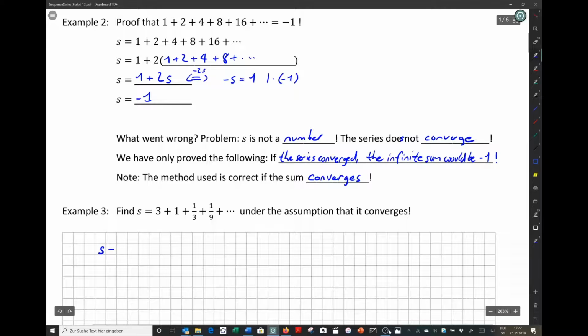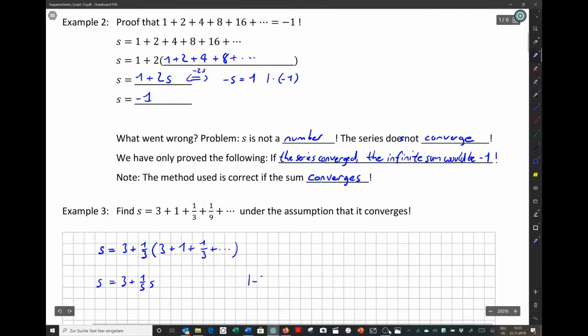So S can be written as 3 plus, and now I'll factor out 1/3 from the next summands here. So when factoring out 1/3 from 1, I get 3. Then 1/3 from 1/3, I get 1. Factoring out 1/3 from 1/9, I get 1/3, and so on. So we see S is 3 plus 1/3 of S.